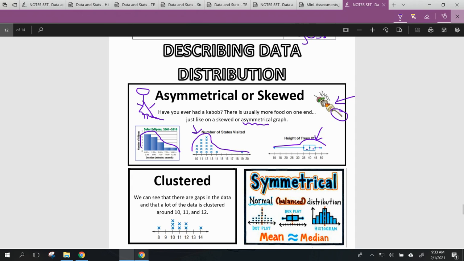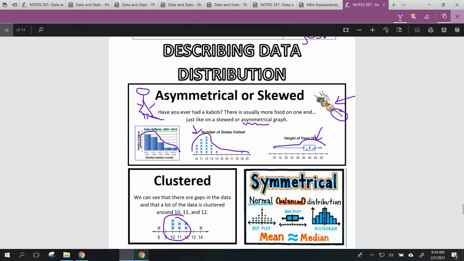The other one is clustered. We can see that there are gaps in the data and that a lot of the data is clustered around 10, 11, and 12, right? A lot of our data is here, and we have some on the end. So clustered is when, just like that, we have it clustered together.